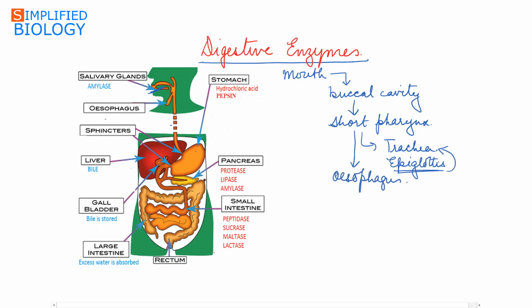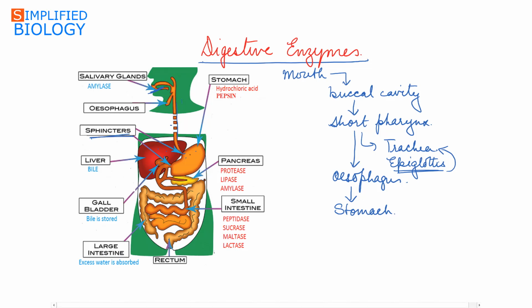Now this is the esophagus. It is a long thin tube that passes through the neck, thorax and the diaphragm. It finally reaches the stomach. The esophagus leads to the stomach. Now the esophagus entry into the stomach is regulated by a muscular sphincter.